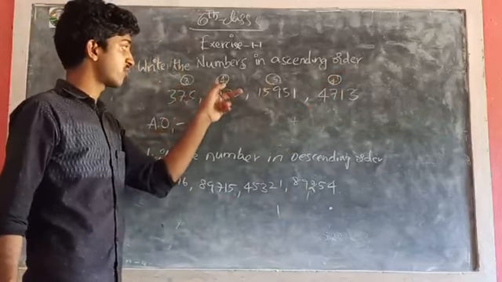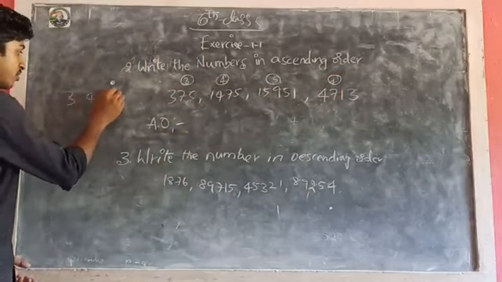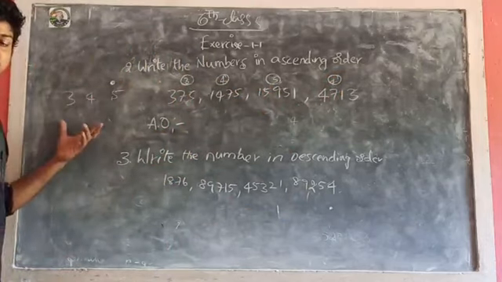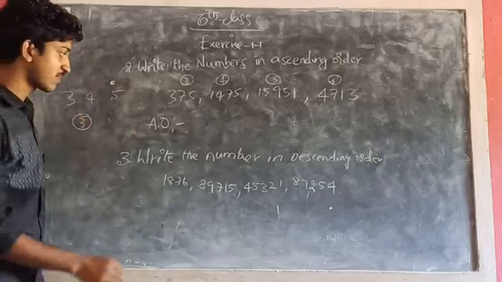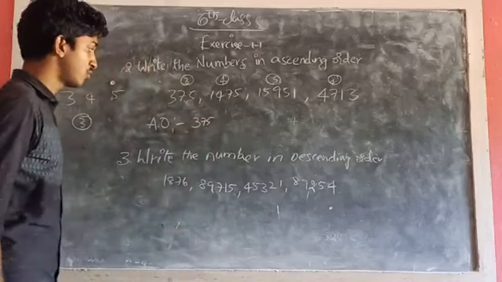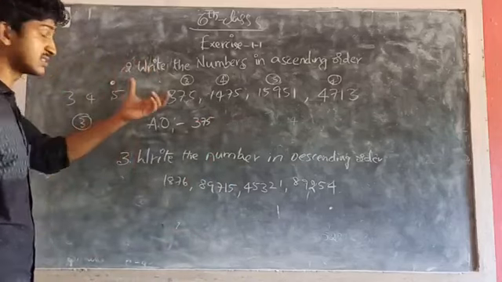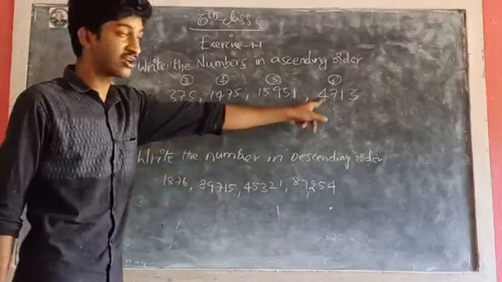Here 3 digits, 4 digits, 5 digits. Among 3, 4, 5, which is the smaller value? 3 is the smaller value. So the 3 digit number is the smallest, 375. And the next smaller value is the 4 digit number. Here and here we get 4 digits.